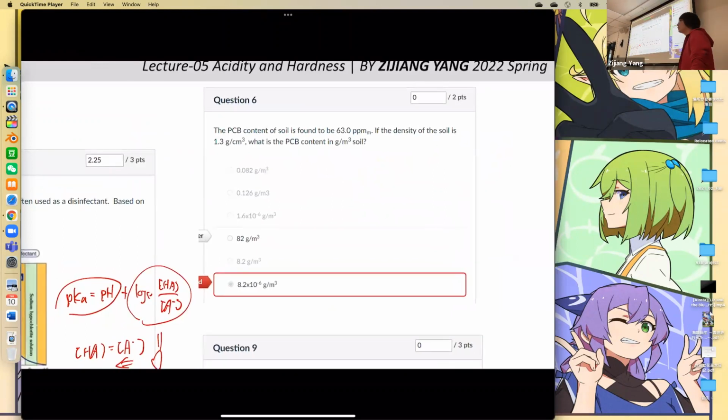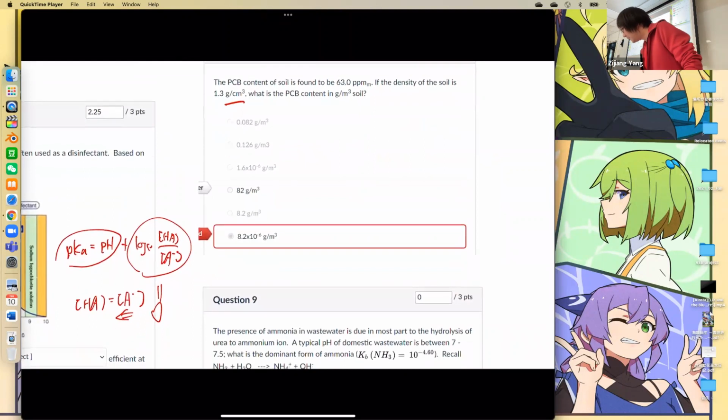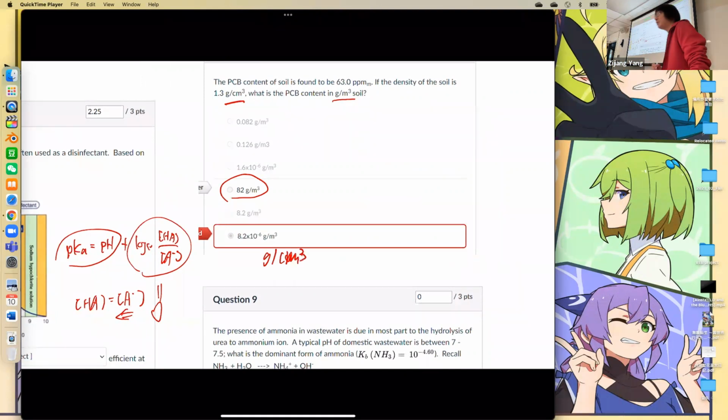And for this one, this is also a common mistake. I think you may have misinterpreted the unit. In this case, the unit is gram per cubic centimeter, and the question is gram per cubic meter. So the correct answer should be this one.